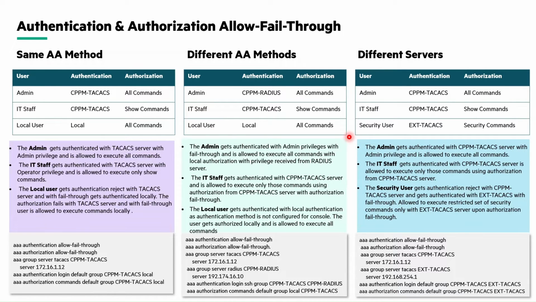The last one is different servers. Consider the configuration where we have enabled authentication and authorization fail-through, and there are two different servers. The first server group is a TACACS server, CPPM TACACS, and the next server group is the EXT TACACS. We have enabled the authentication login with default parameters, with the first authentication method as CPPM TACACS and the next authentication method as EXT TACACS. Similarly, for authorization, the first authorization method is CPPM TACACS and the next authorization method is EXT TACACS.